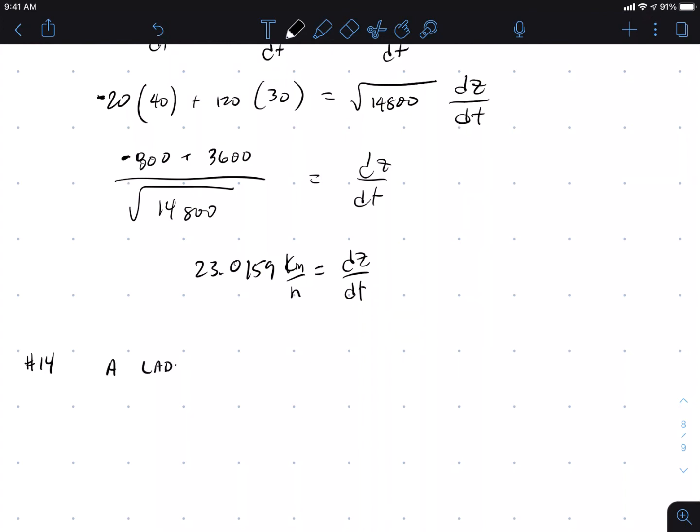A ladder is 10 feet long and rests against a vertical wall. And the vertical wall piece is very important, because if it wasn't a vertical wall, guess what happens? We end up with a non-right triangle. So we need it to be a vertical wall. Okay? Mm-hmm.